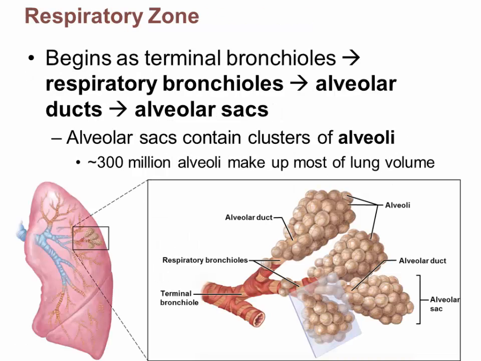Now, we're going to look at the respiratory zone, so where it is in the lungs where we actually have gas exchange taking place. Where gas exchange takes place starts with the terminal bronchioles, which eventually become respiratory bronchioles. The respiratory bronchioles go further down into alveolar ducts, which lead into these alveolar sacs. Alveolar sacs just means they contain clusters of alveoli, and we have approximately 300 million alveoli in each lung. It is in these alveoli where we have our major gas exchange taking place. And they kind of look like big bunches of grapes.